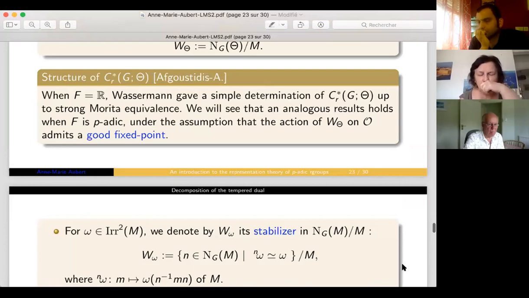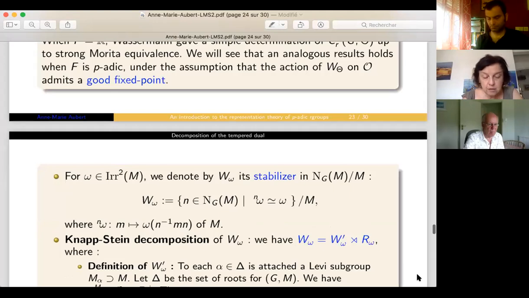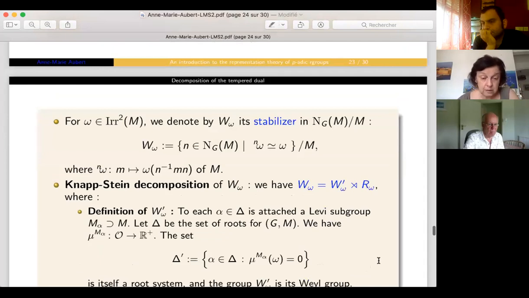Okay, so until now I have defined the stabilizer of θ. But in fact, we will need something finer, which is the stabilizer of the representation, this square integrable modulo center representation ω itself. So it is the definition which is here, denoted by W_ω. And the interest of that is that for this group, as for real groups, we have at our disposal the Knapp-Stein decomposition. So W_ω is a semi-direct product of W'_ω with a certain group R_ω. And W'_ω is a finite Coxeter group, and it is defined as follows.